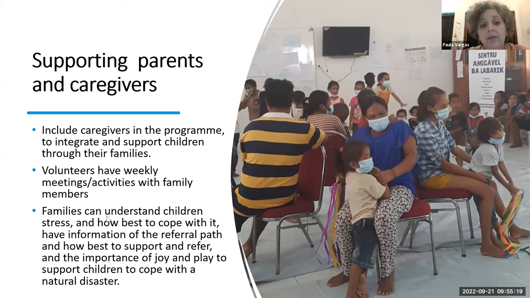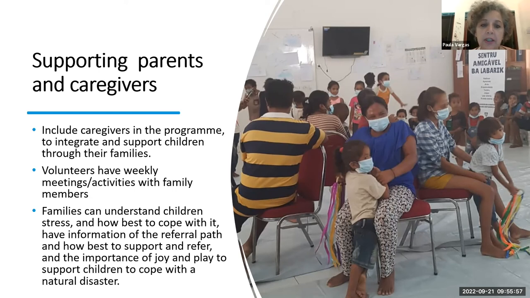And finally, we learn and we understand that there will be many times when the work that the community and the volunteers are doing is not enough, and then the children need specific support and specific access to services. Therefore, we strengthen a coordination mechanism and referral pathway to support the volunteers when a case like this happens.